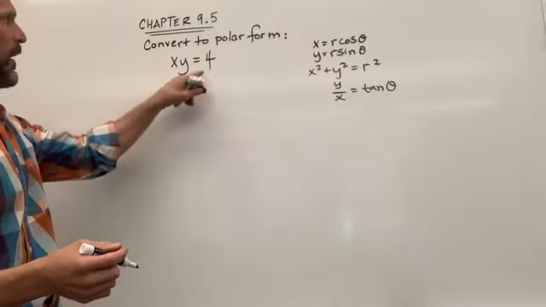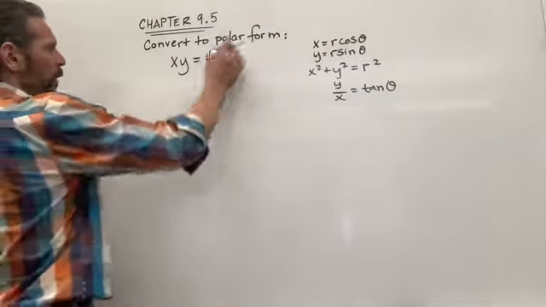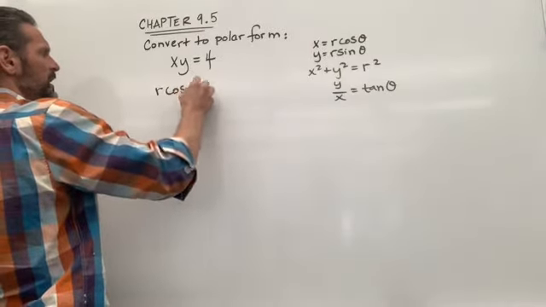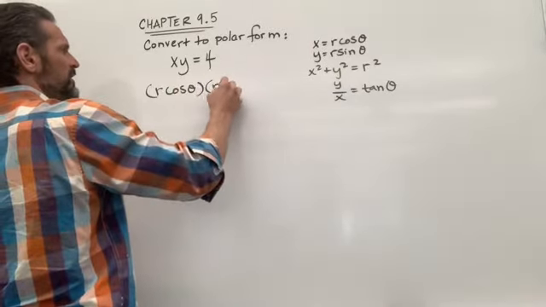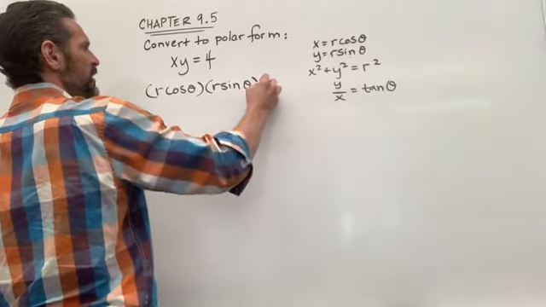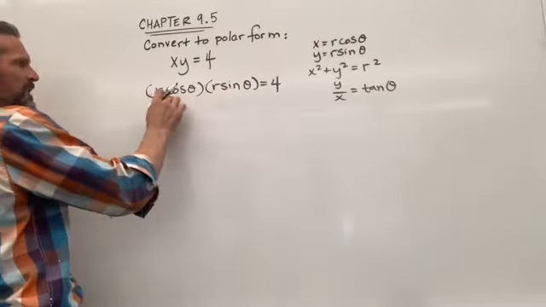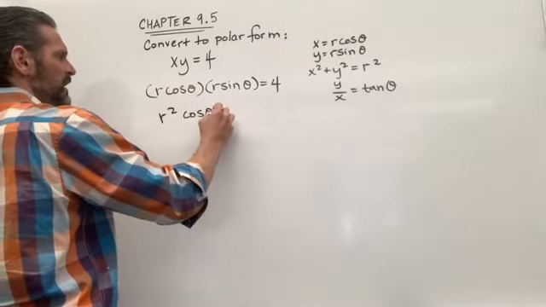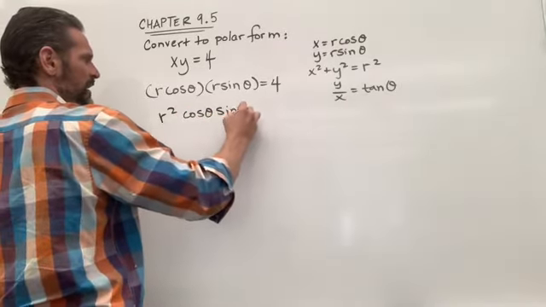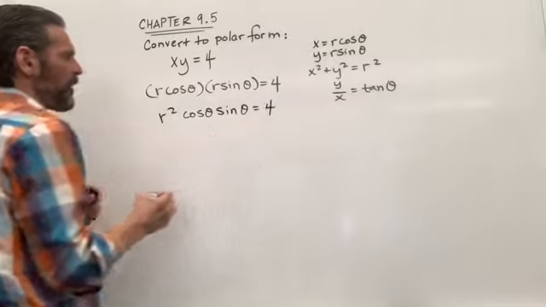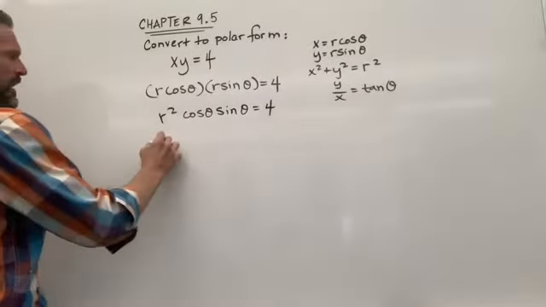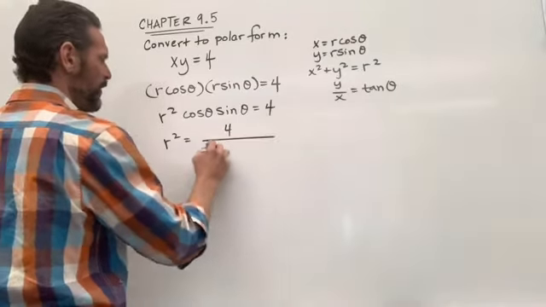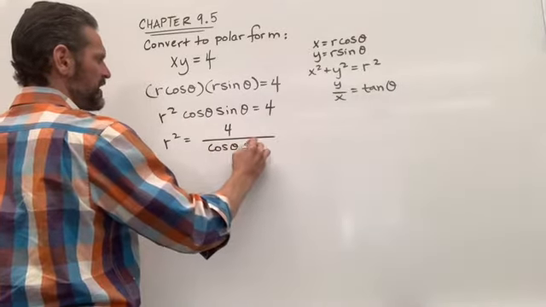So x times y equals 4. If I'm going to polar form, I'll make my substitutions. r cosine theta times r sine theta equals 4. Now this is this times this, so I can say this is r squared cosine theta times sine theta equals 4. And now I can say r squared is equal to 4 over cosine theta sine theta.